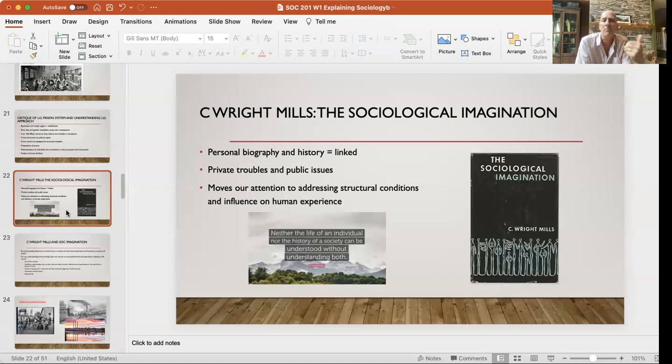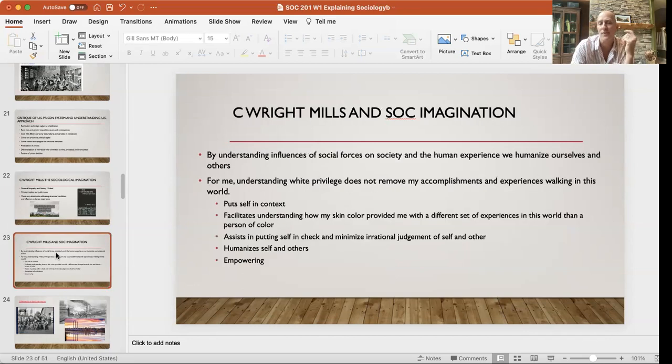Then Mills gets into talking about private troubles and public issues. The example he uses is that if a person is unemployed, they've lost their job, it's a private trouble. If 10,000 people lose their job, it's a public issue. It's no longer just a private trouble, right? That draws our attention to the structural side of things, the structural conditions that are shaping the human experience. That's the sociological imagination: moving away from individual-only explanations to thinking about things outside that are much more macro level in influence.